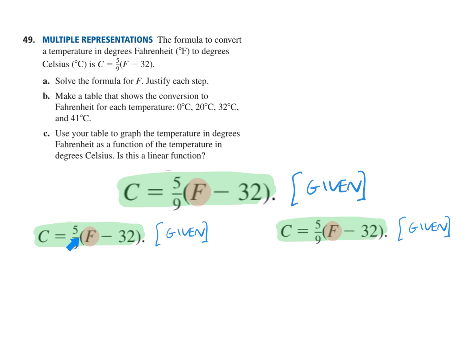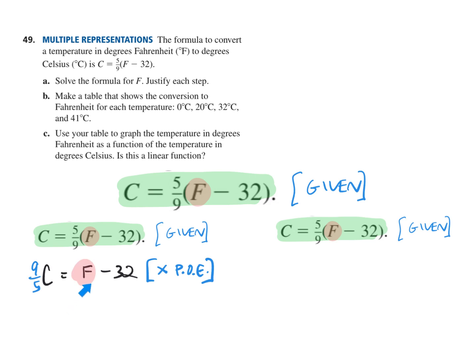To get rid of times 5/9, some people will say divide both sides by 5/9, which means multiply both sides times 9/5, the reciprocal. 9/5 times the left side and 9/5 times the right side. The reason we are allowed to do that is the multiplication, or you can say the division, property of equality.